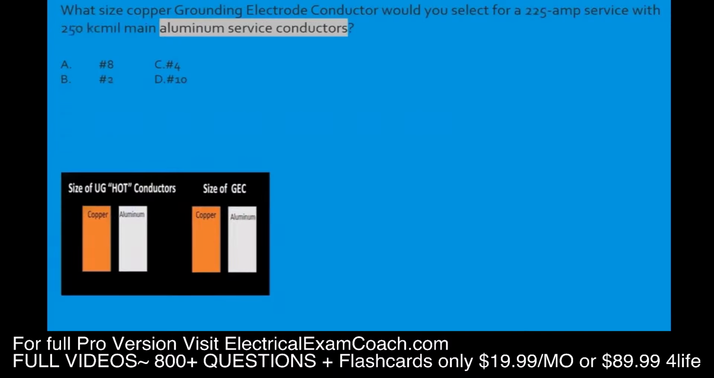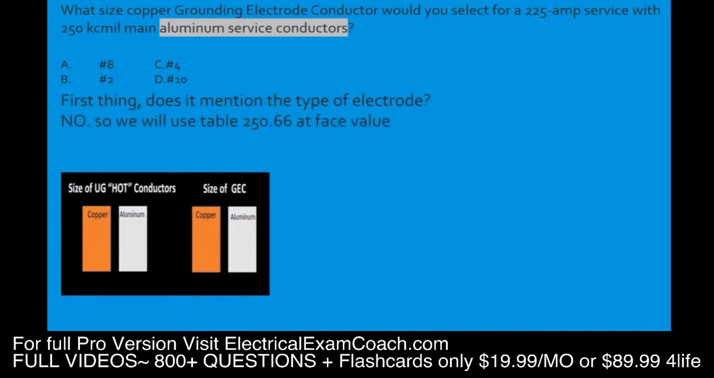What size copper grounding electrode conductor would you select for a 225 amp service with 250 kcmil main aluminum service conductors? First thing, does it mention the type of electrode? No, so we're going to use Table 250.66 at face value.